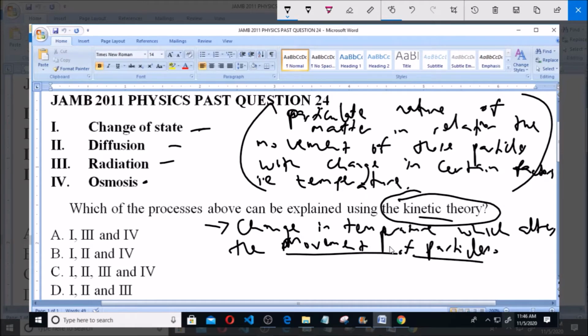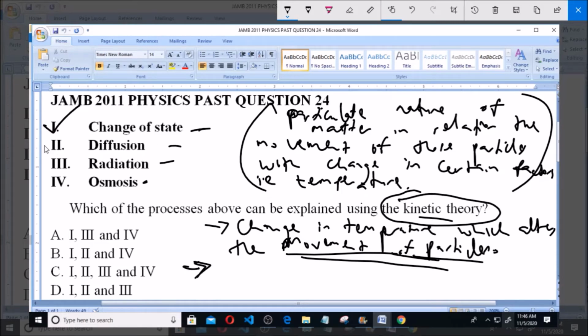So when you have solid particles, of course the movement of the particles is not that much, it's not free, because of the high intermolecular force of attraction between the molecules or the particles of that particular substance. But when you increase the temperature, it changes to liquid because the intermolecular force of attraction is reduced, and hence the movement of the particles is increased. And that also applies to when you further increase the temperature and then it changes to gas. So change of state can actually be explained using the kinetic theory.